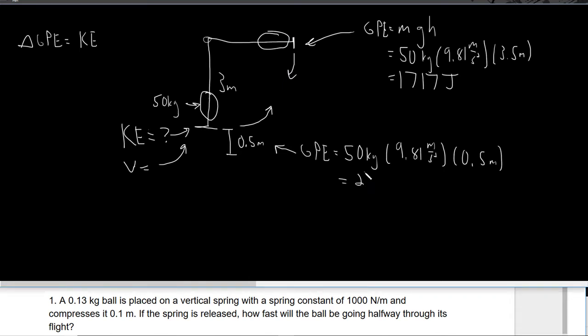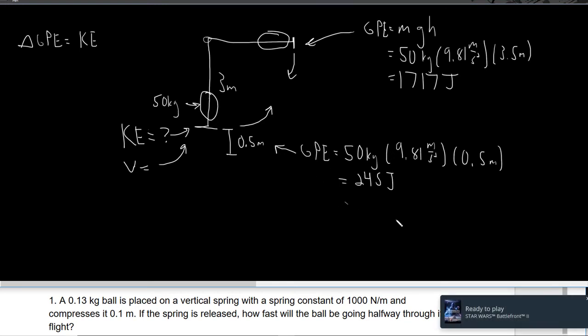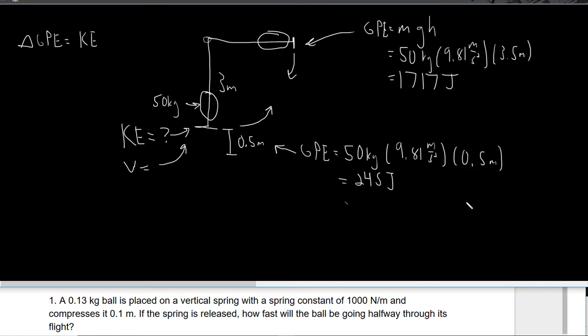So down here at the bottom, the swing, the pendulum, whatever you want to call it, still has some gravitational potential energy. It has 245 joules of GPE. Essentially, that's how much energy the person would have just sitting on the swing. Somebody could cut the rope and the person would fall and hit the ground with that much kinetic energy.